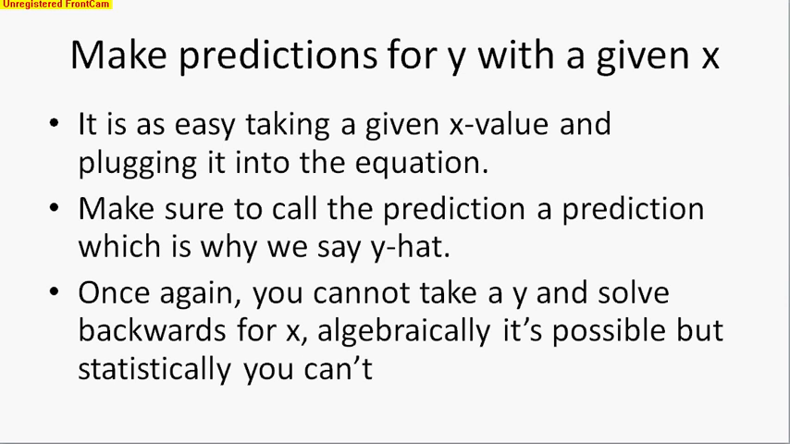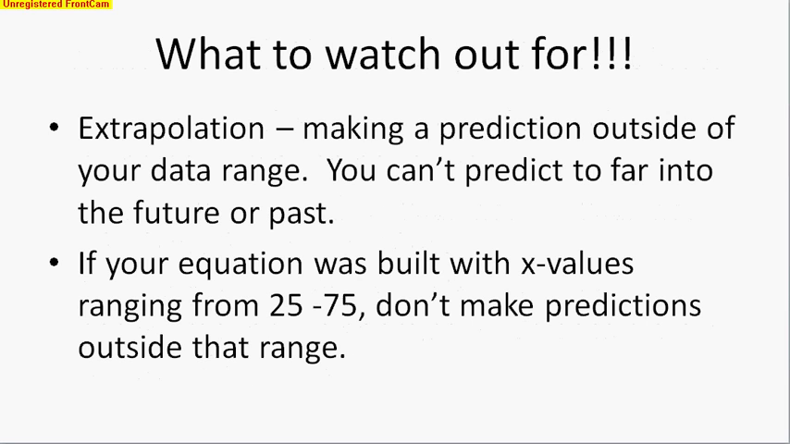Once again, you cannot take y and solve backwards for x. Algebraically, it makes sense. You can plug in a y and solve backwards for x. But statistically, you cannot do it. The idea is that this equation was specifically built to go one direction. You plug in an x and get a predicted y. It cannot work the other way around.